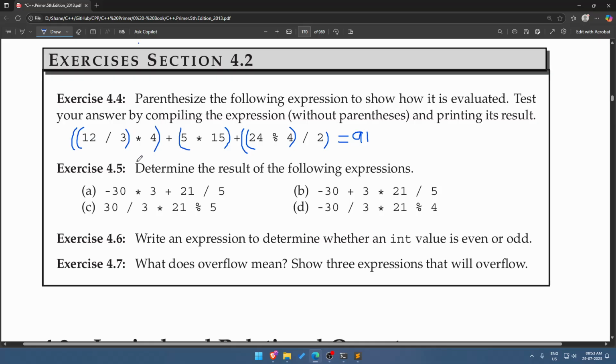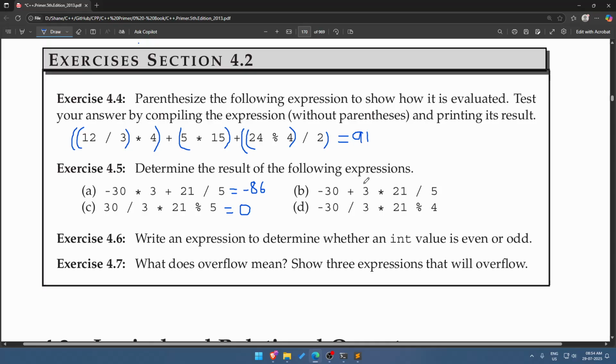Alright. So then we have determined the result of the following expression. We multiply these, minus 90, plus the quotient will be 4. So minus 90 plus 4 is minus 86. Then we have 30 divided by 3 is 10. 10 times 21 is 210. This should be 0.